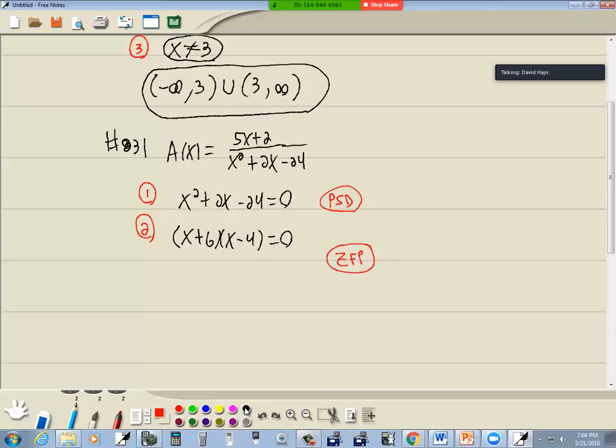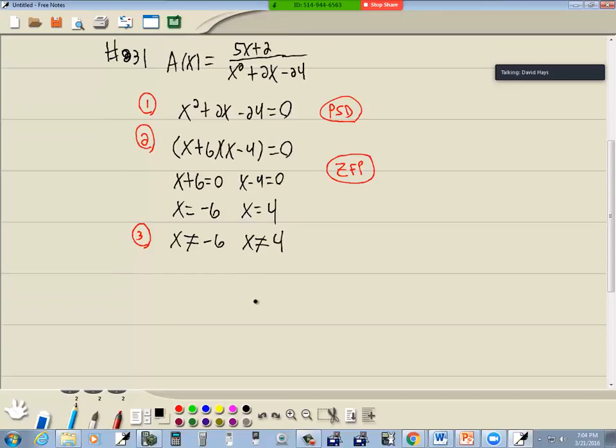Now the zero factor property says you get 0 on one side, you factor the other side, you set each factor equal to 0. So I can set x plus 6 equal to 0, and I can set x minus 4 equal to 0. And that gives us x equals negative 6, and x is equal to positive 4. Again, these are the values we cannot have. If I were to put 4 back up here for x, for example, 4 squared is 16, 2 times 4 is 8, 16 plus 8 is 24, 24 minus 24 is 0. So step 3 is we want to put a slash through the equals. x cannot equal negative 6, and x cannot equal 4.